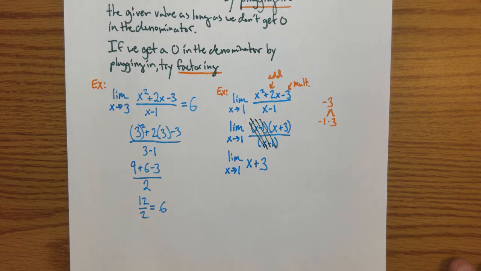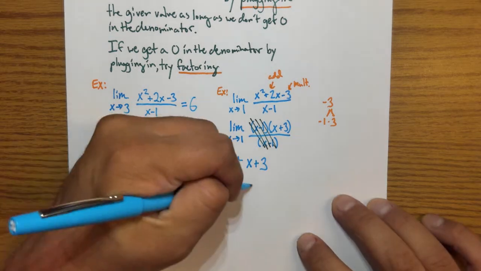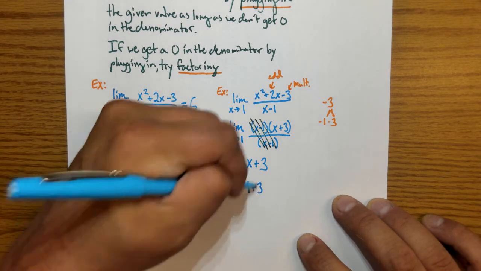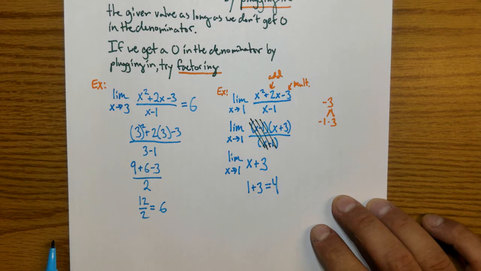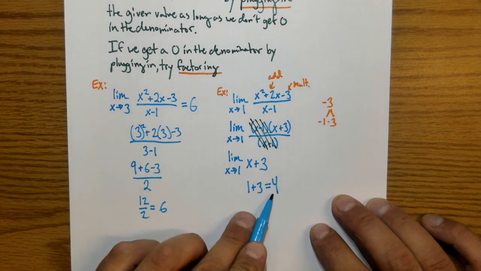And then now we can plug in 1 and see what we get. So plugging in 1, we get 1 plus 3, and that equals 4. So our limit as x approaches 1 is 4.